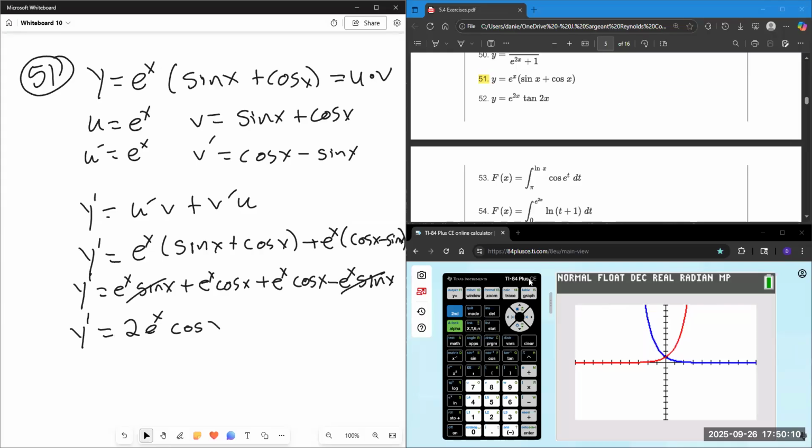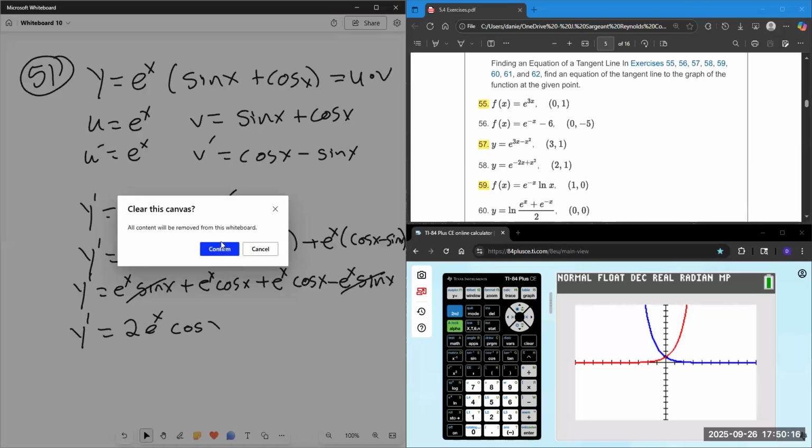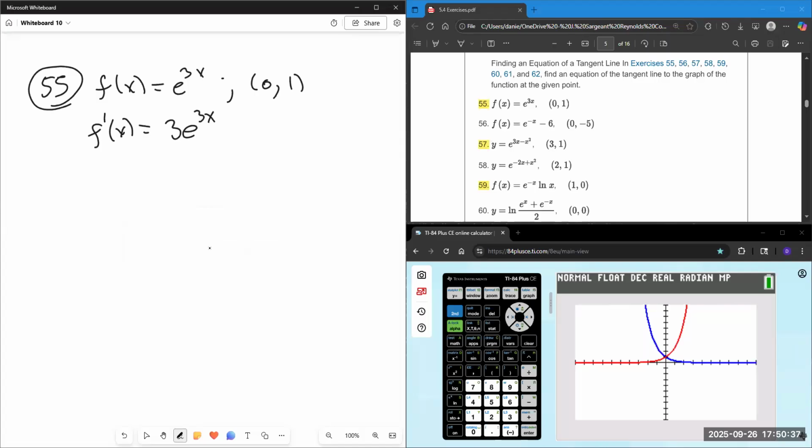Let's look at 55 now. We'll be finding the equation of the tangent line. f of x is equal to e to the 3x, and we'll be at the point (0, 1). So f of 0 is 1 is what they're letting us know there. f prime of x will be 3e to the 3x. So f prime of 0 is 3e to the 3 times 0, or 3e to the 0, which is 3 times 1, which is 3.